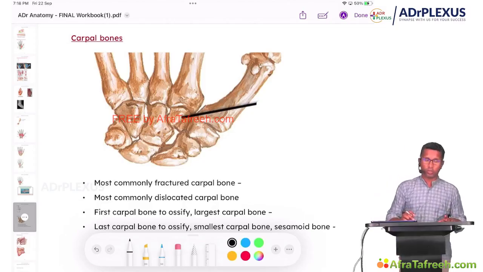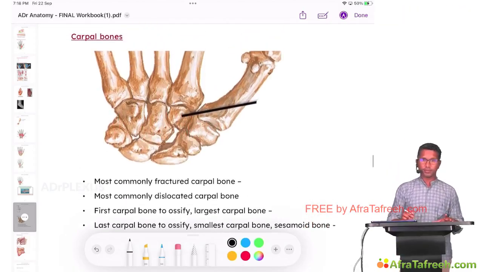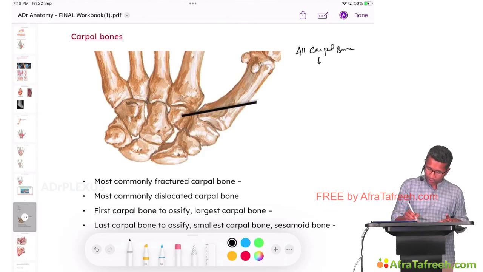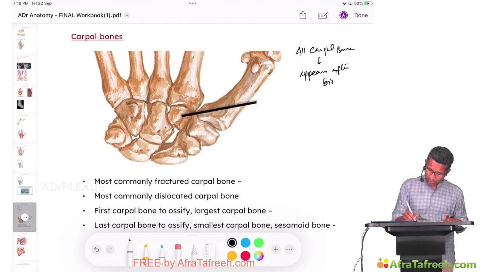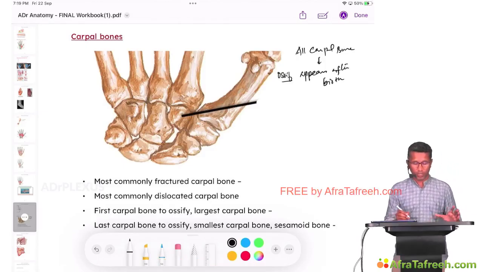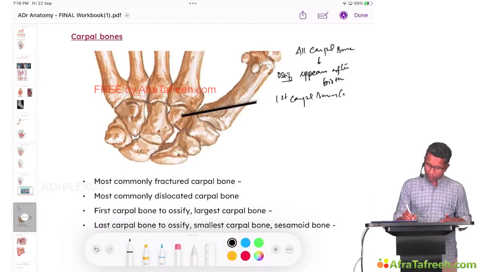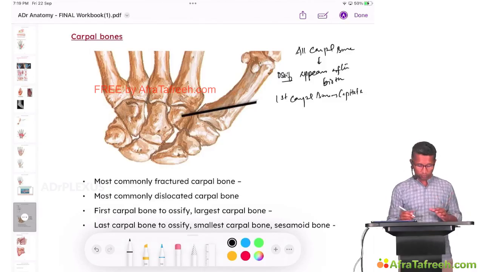Okay, fine. Now coming to the carpal bones. You all know that the carpal bones are bones whose ossification appears only after birth. So the ossification centers for all the carpal bones appear after birth. The first carpal bone to appear is the capitate bone, and the last carpal bone to appear is the pisiform bone. We are going to see all those things.